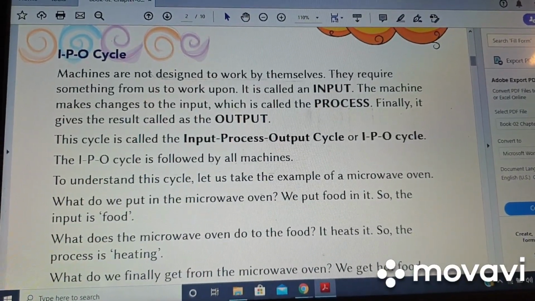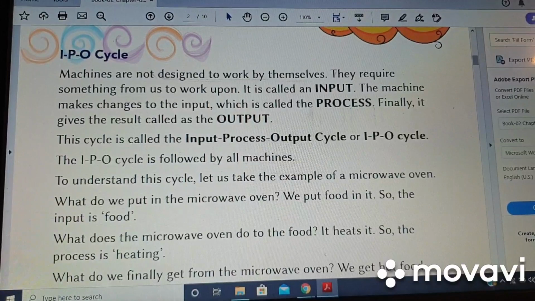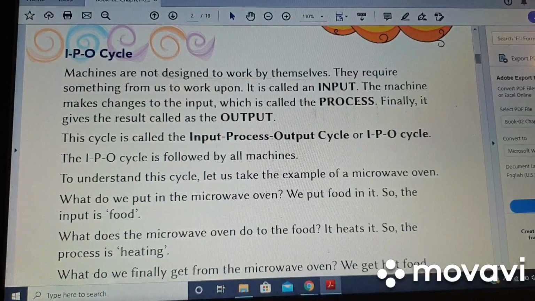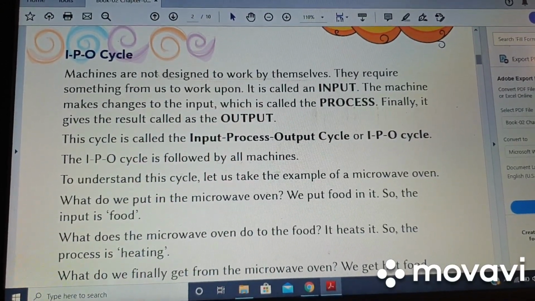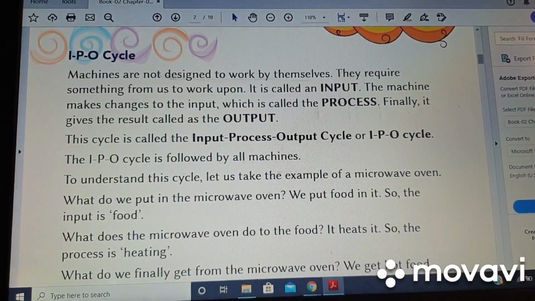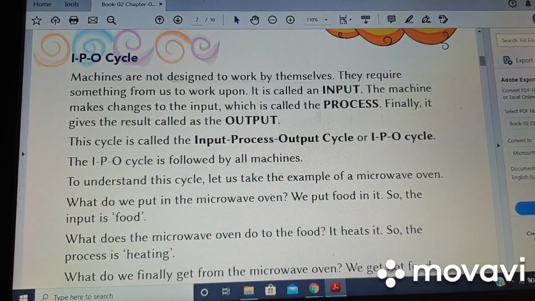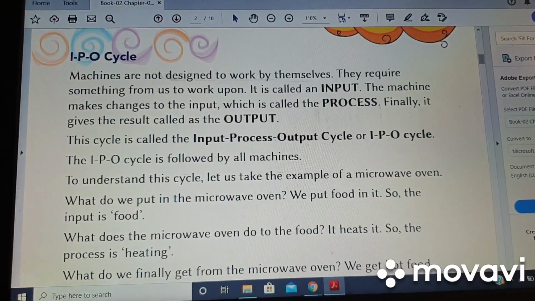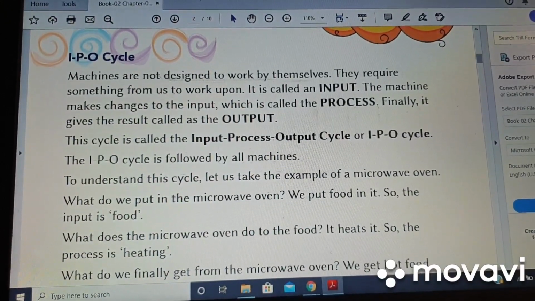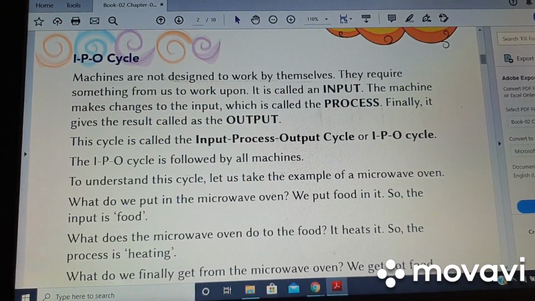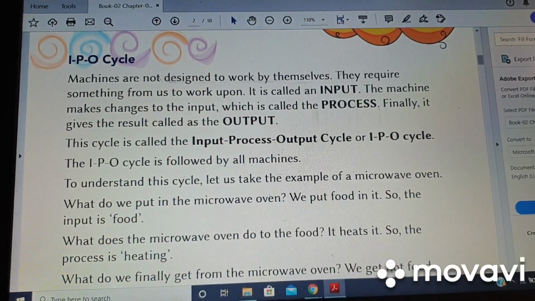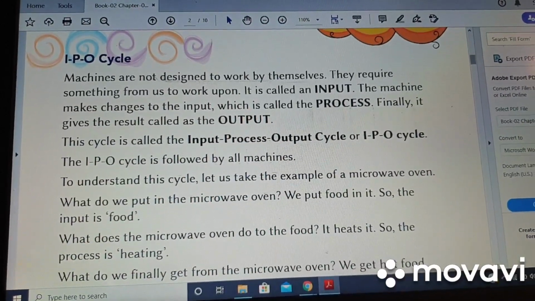IPO Cycle. Machines are not designed to work by themselves. They require something from us to work upon. It is called an input. The machine makes changes to the input, which is called the process. Finally, it gives the result called the output. This cycle is called the input process output cycle or IPO cycle. The IPO cycle is followed by all machines.